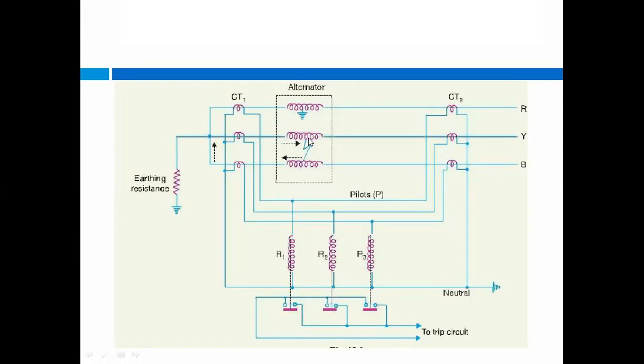Now, what actually happens here? First see this R phase. How is the CT primary connected? How is the CT secondary connected? Star or delta? Anyone? Star or delta? Yes, Kiran. How is the current transformer connected, in star or in delta?